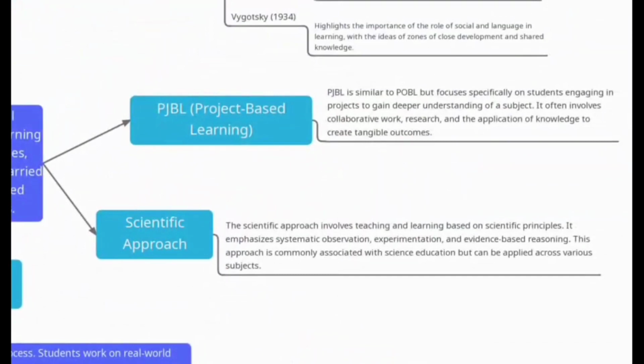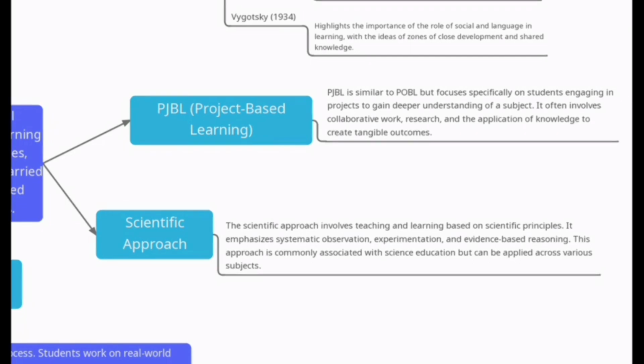The fourth type is PJBL or project-based learning. PJBL is similar to POBL, but focuses specifically on students engaging in projects to gain deeper understanding of a subject. It often involves collaborative work, research, and the application of knowledge to create tangible outcomes.